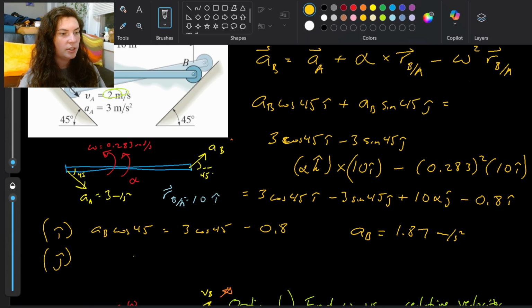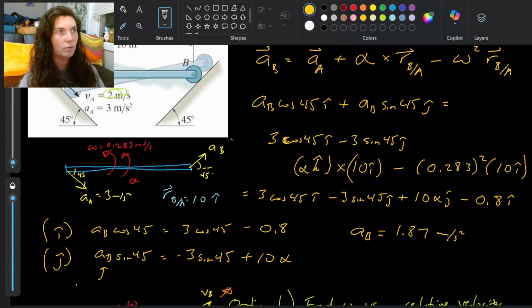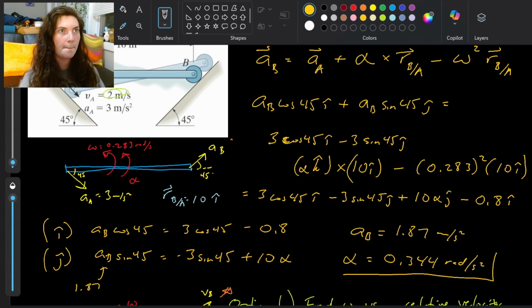And then if I do those j hat terms, I'm going to get AB sine 45, and then that equals negative 3 sine 45 plus 10 alpha. So I can plug in right here 1.87 and then rearrange and solve for alpha to find that angular acceleration is 0.344 radians per second squared. And I got a positive value when I worked this out, so it means I did assume the correct direction for my alpha, right? It is going counterclockwise.